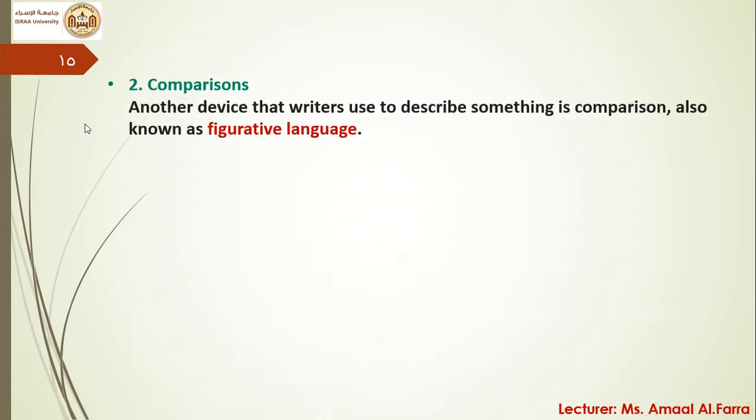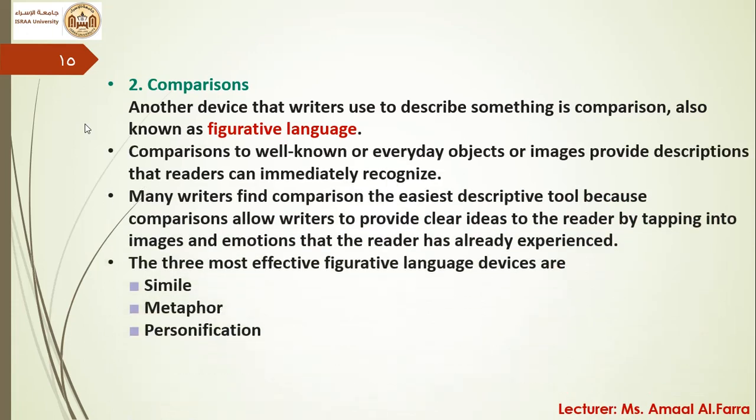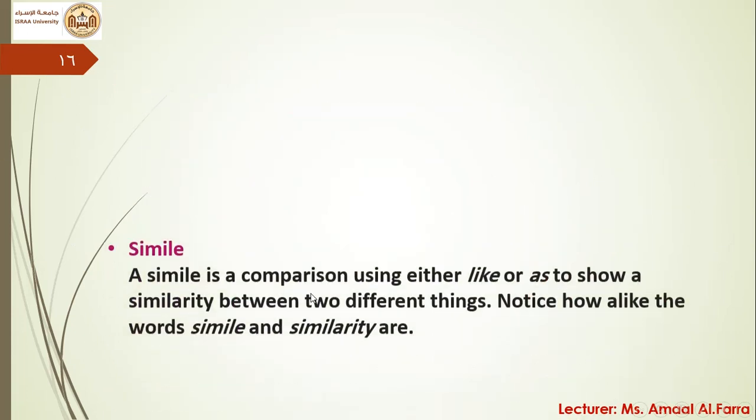Now, let's talk about comparisons. Okay, so we talked about the devices that we have. We have dominant impression, and we have also sensory images, and now we are going to talk about comparisons. It is called also figurative language, and figurative language has 3 types. They are simile, metaphor, and personification. Let's start with simile.